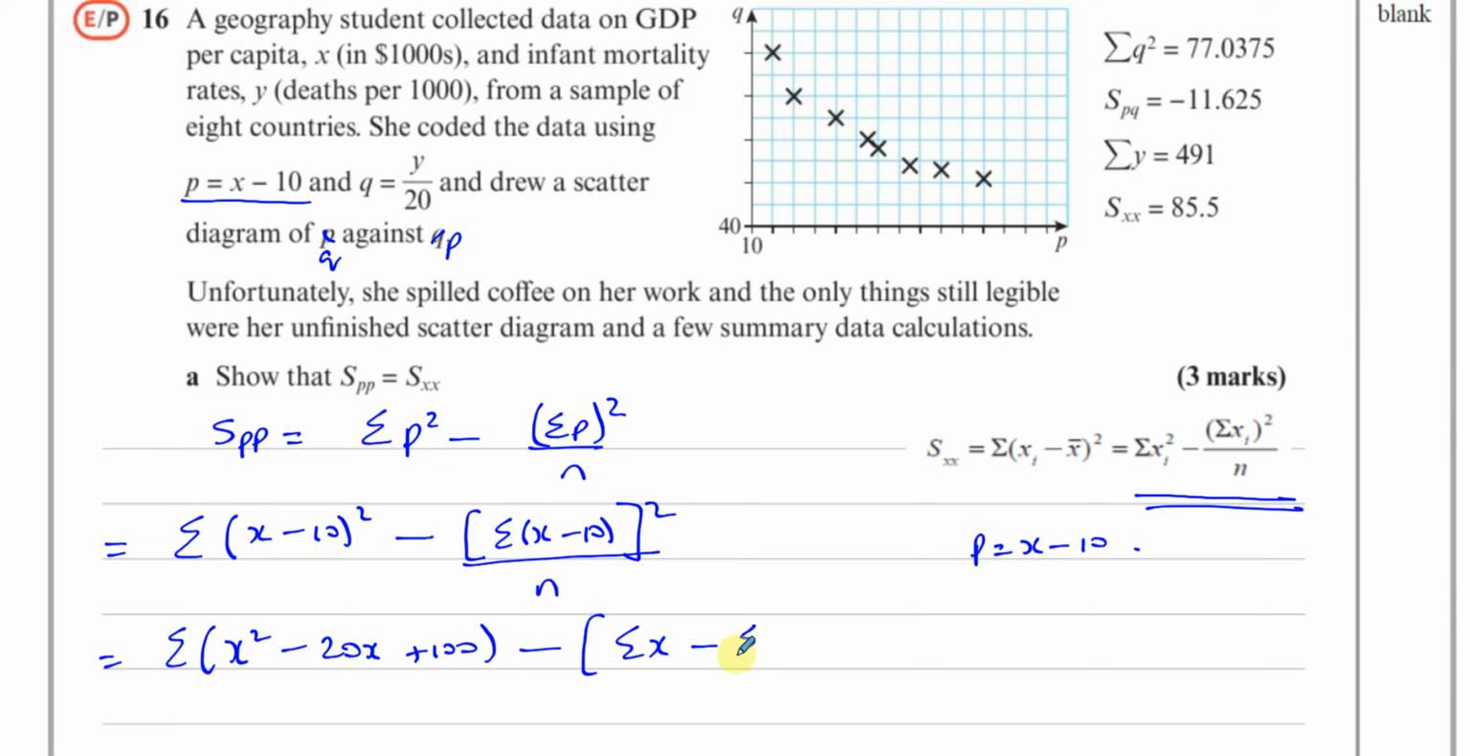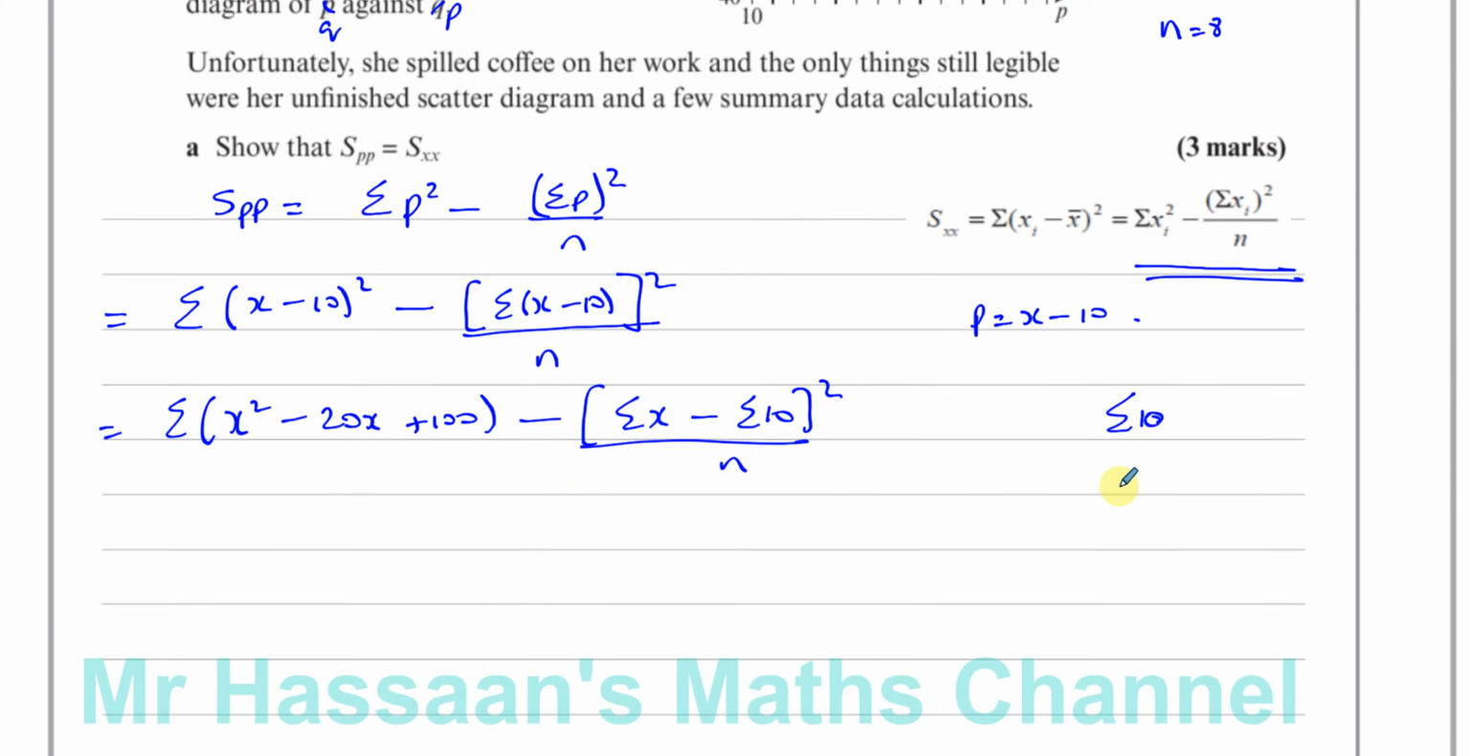Okay, now the sum of 10, I'll write it like this for now. Okay, this has to be squared over n. Now, what is the sum of 10? It's basically I have to add 10 to itself. How many times? The number of entries that we have, which in this case is 8, but we'll just call it n to keep it general. There's n entries, so the sum of 10 is 10 times n, 10 times the number of times you have to add it to itself.